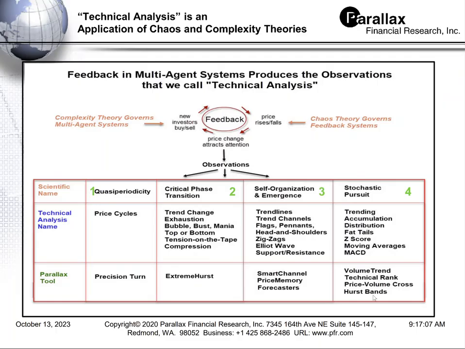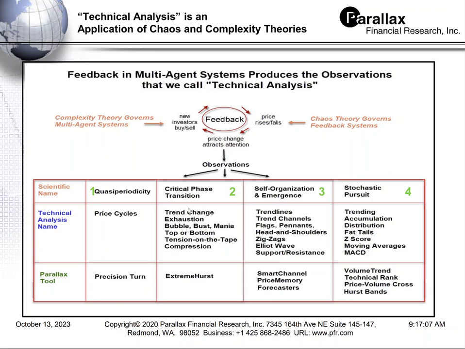What we found is that basically this idea of feedback and emergence that complexity gives basically four manifestations of the effect of the crowd. The one that's easiest to understand probably is cycles. And technical analysis has names for each of these manifestations. Price cycles are very commonly talked about in market lore and market discussions.